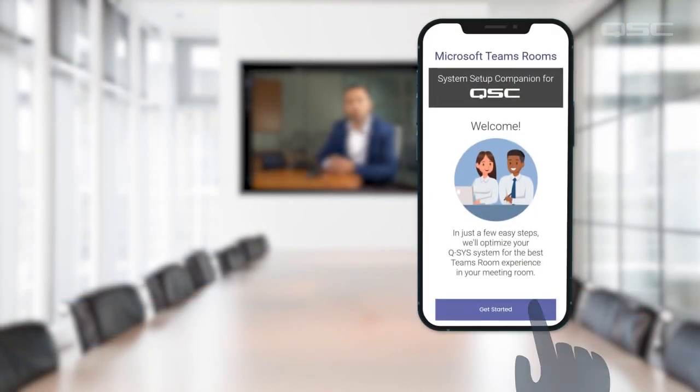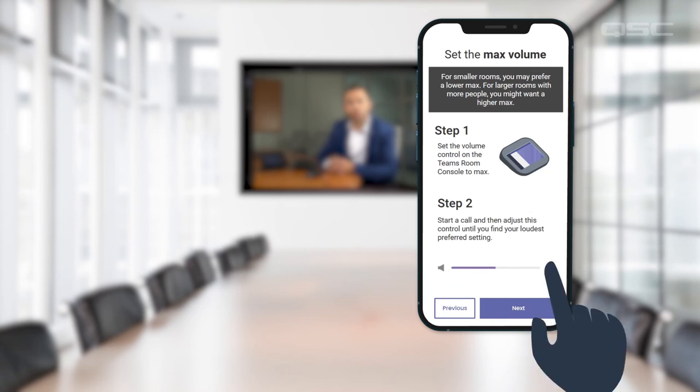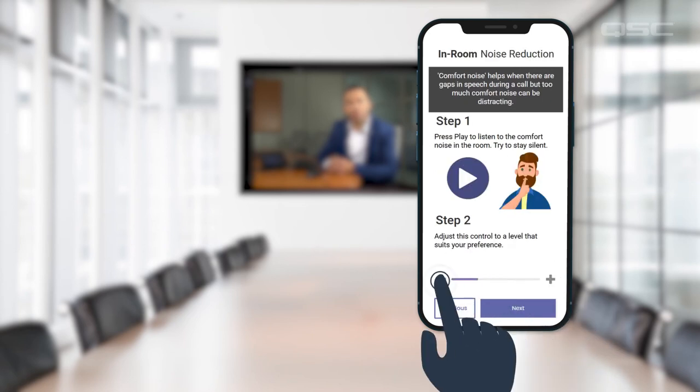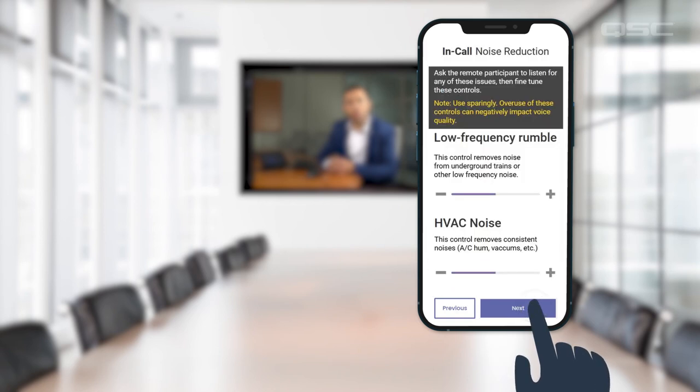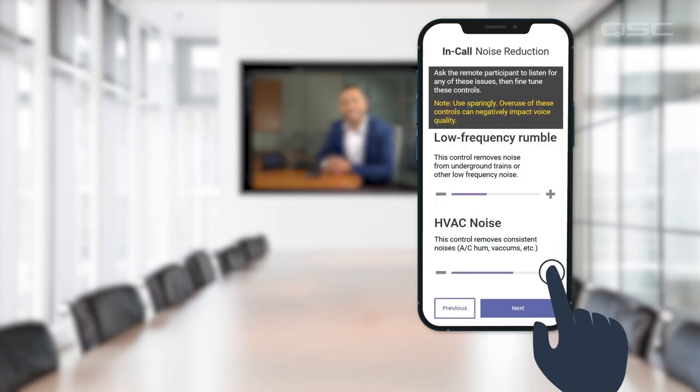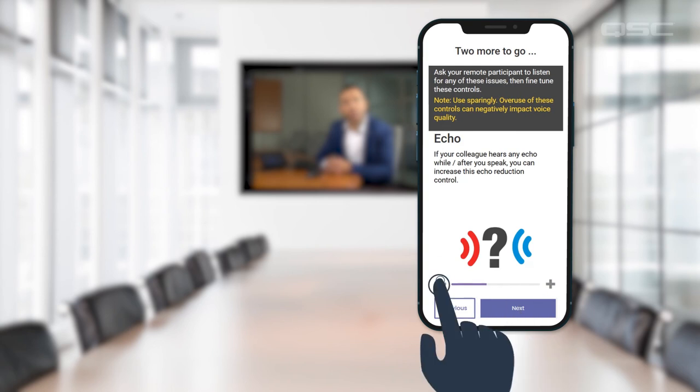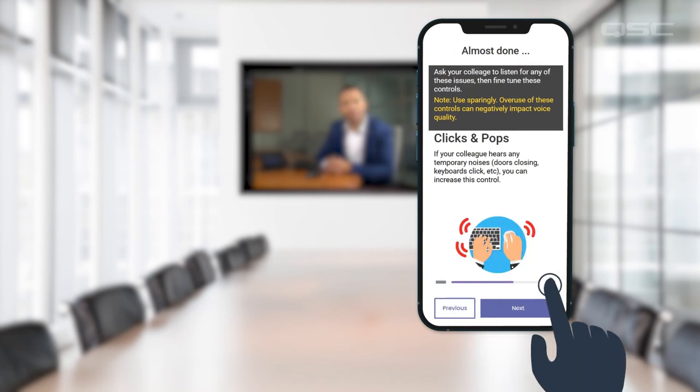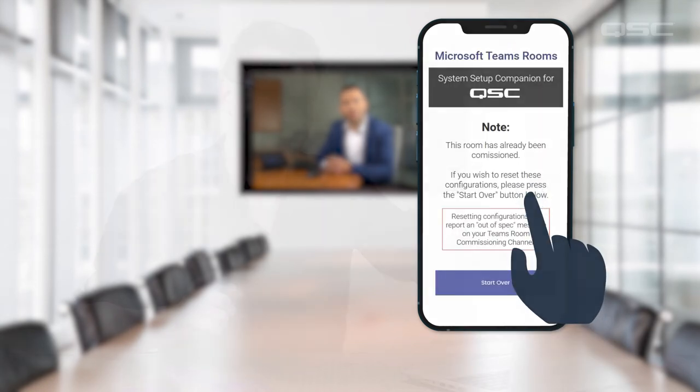You'll go through this friendly step-by-step guide by actually getting on a Teams call with someone else, which allows someone on the far end to help you verify and fine-tune elements of the call quality. Once you're done, select the Finish button, and these optimized settings will be saved in your design. In fact, now that Patrick's done, my system status indicates that it's running with commissioned settings. And once again, this update will appear in my Microsoft Teams channel via the webhook.